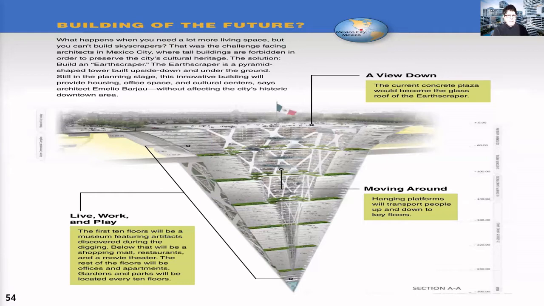But of course, before you get to that area, there would be a view. So those of us visiting would see like a glass, and we could actually look down. And then moving around, hanging platforms will move everybody from floor to floor, up and down. So yeah, this is the plan. Now, I don't think it's built yet, but I guess one way to find out would be to go online and search for him and or Earth Scraper Mexico City. All right, so we're going to go to page 56.